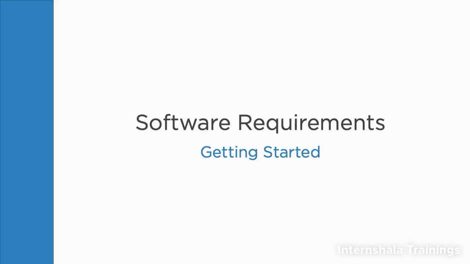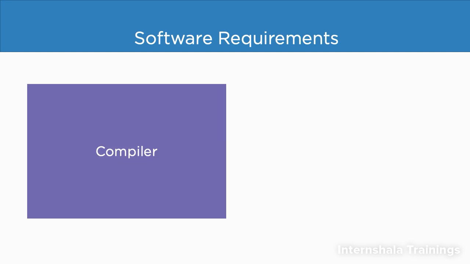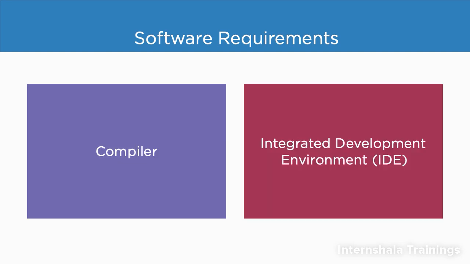To write programs in this training, we would need to install a few software in our operating system. So in this video, we will explore what are the software required for this training. Well, we would basically need a compiler and an integrated development environment abbreviated as IDE. As a beginner, these two terms might sound new to you. So let us first explore what is a compiler in the context of C and C++ programming.